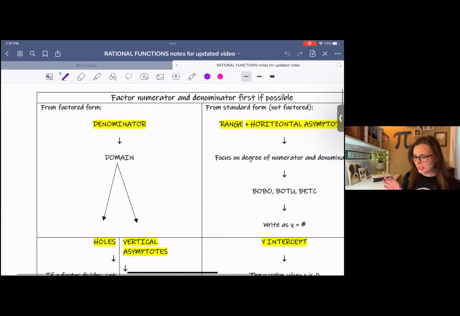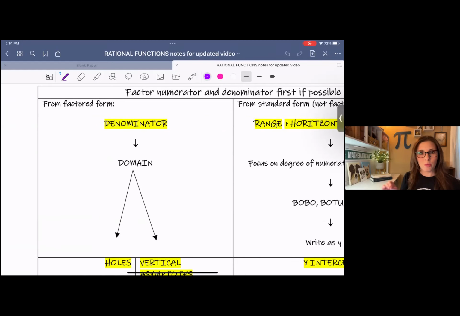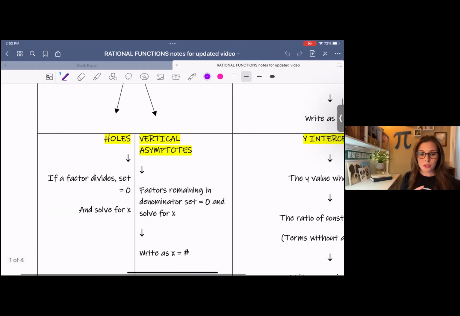So remember that denominator is domain. When you're looking at the denominator of a rational function, you're focusing on the domain. And domain is associated with x values. So we're looking for x values that are going to be excluded from the domain, those places in the graph where there's discontinuity. And those places are called holes and vertical asymptotes.